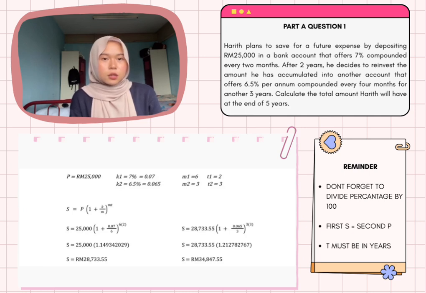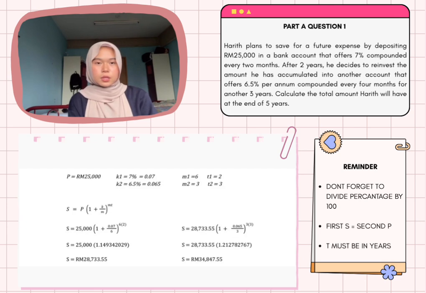So basically, the question asks us to find the value of S. First of all, we must take the value for each category. For P is 25,000 ringgit. For the first K is 7%. The second K is 6.5%. For the first M is 6. For the second M is 3. And for the first T is 2 years. The second T is 3 years.